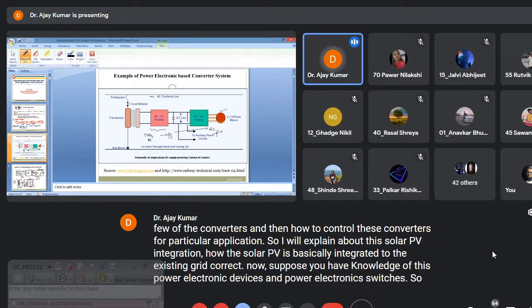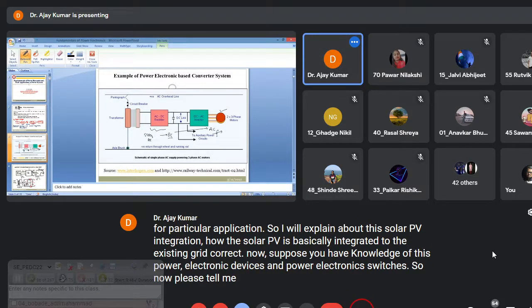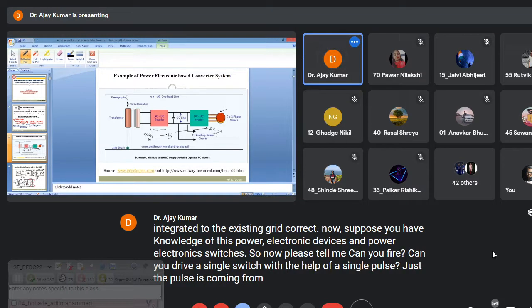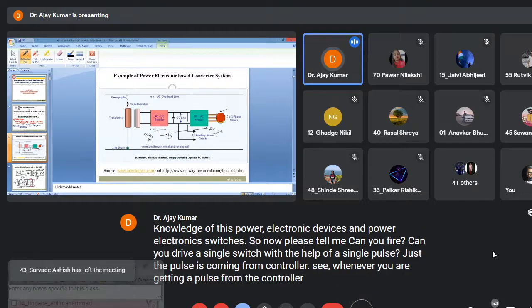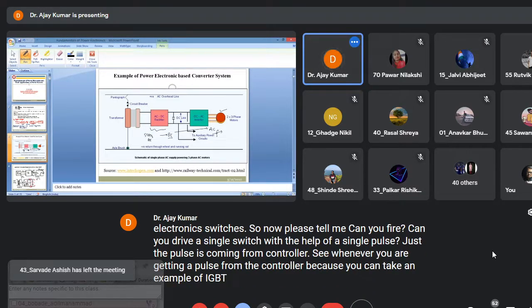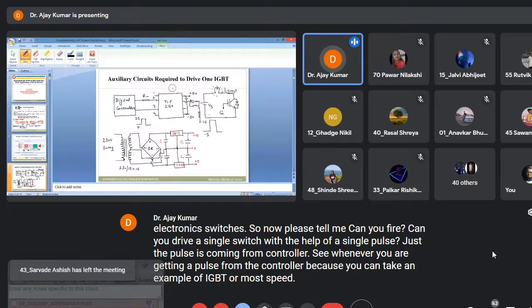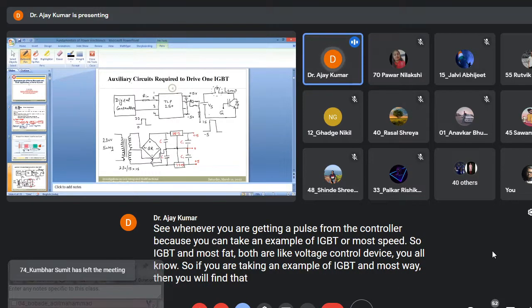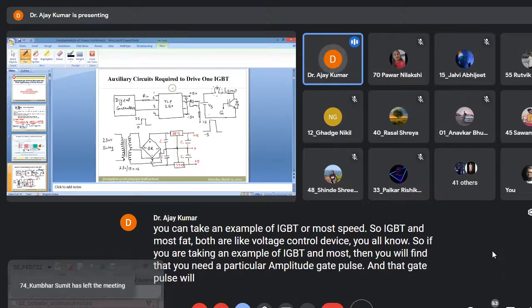So now please tell me, can you fire or can you drive a single switch with the help of a single pulse? Just the pulse is coming from the controller. See, whenever you are getting a pulse from the controller, because you can take an example of IGBT or MOSFET. So IGBT and MOSFET both are voltage controlled devices, you all know. So if you are taking an example of IGBT and MOSFET, then you will find that you need a particular amplitude gate pulse, and that gate pulse will be provided by the controller only, right?